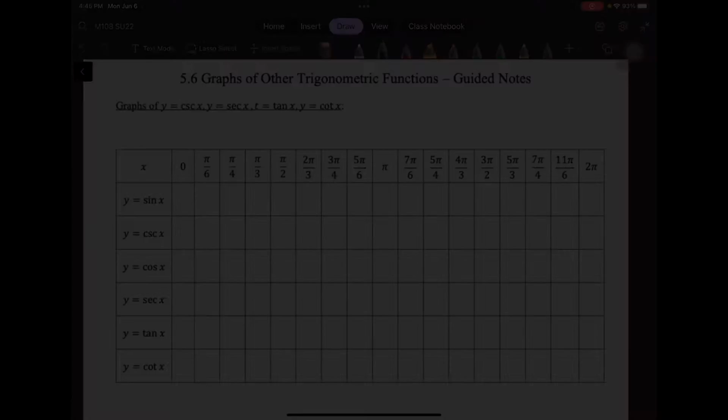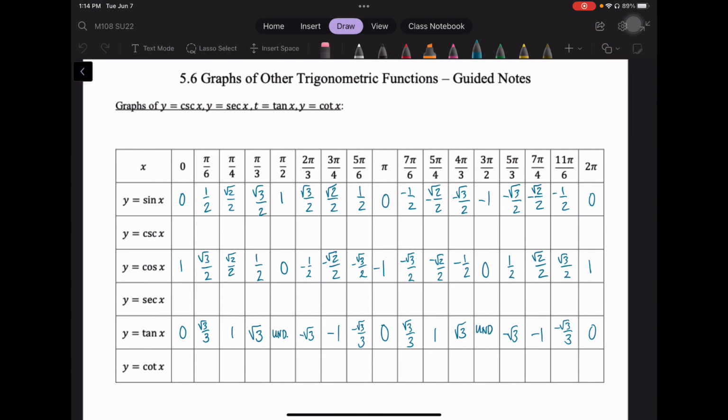circle. Now that we have the values for sine, cosine, and tangent filled in from 0 to 2 pi, we can use the fact that cosecant is the reciprocal of sine, secant is the reciprocal of cosine, and cotangent is the reciprocal of tangent to fill in the values for these functions as well so that we can then go about graphing them. So I'm going to do that now.